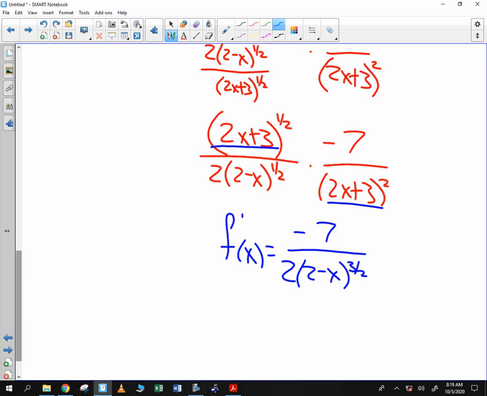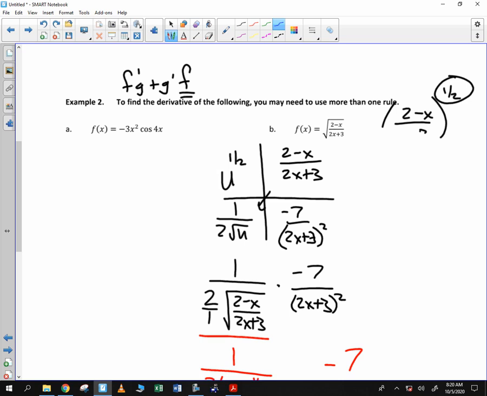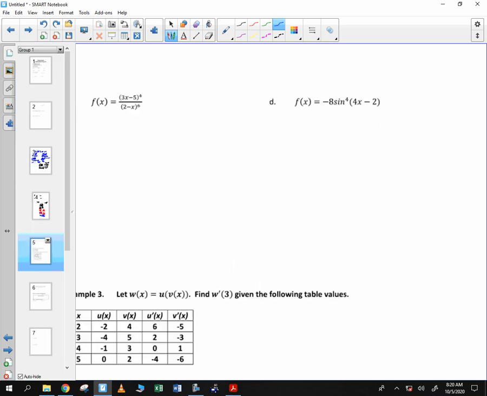Difficult derivative there. Whoop, sorry, forgot about the times 2 minus x. Sorry, folks. Try that again. So -7 over 2 times 2 minus x to the 1/2 times 2x plus 3 to the 3/2 when you take that 2 minus 1/2. So ugly derivative, difficult problem, but that requires the use of the quotient rule in that situation.